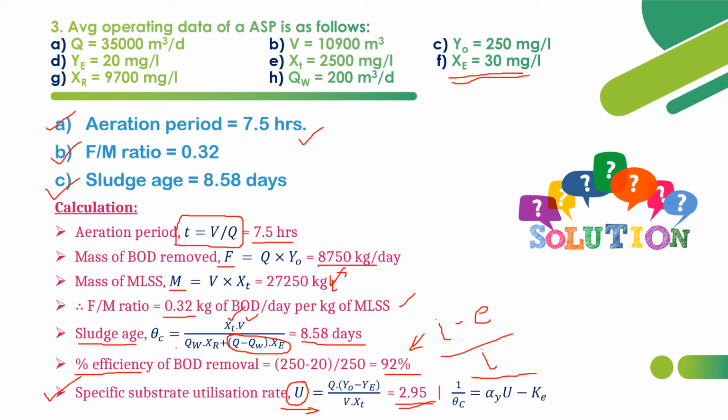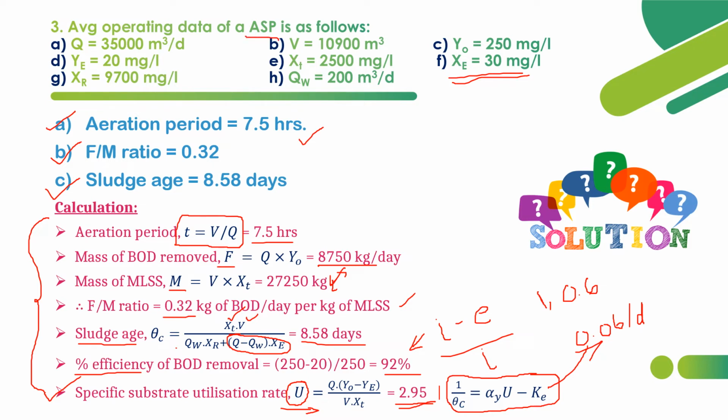There is a relation between sludge age and specific substrate utilization rate. 1 by theta c is equal to alpha Y U minus Ke. Ke is the rate constant, which is usually 0.06 per day. Alpha Y is generally 1 for total suspended solids but 0.6 for volatile suspended solids. So alpha Y and Ke are constants. So these are some important formulas and concepts and terms regarding ASP, activated sludge plant.